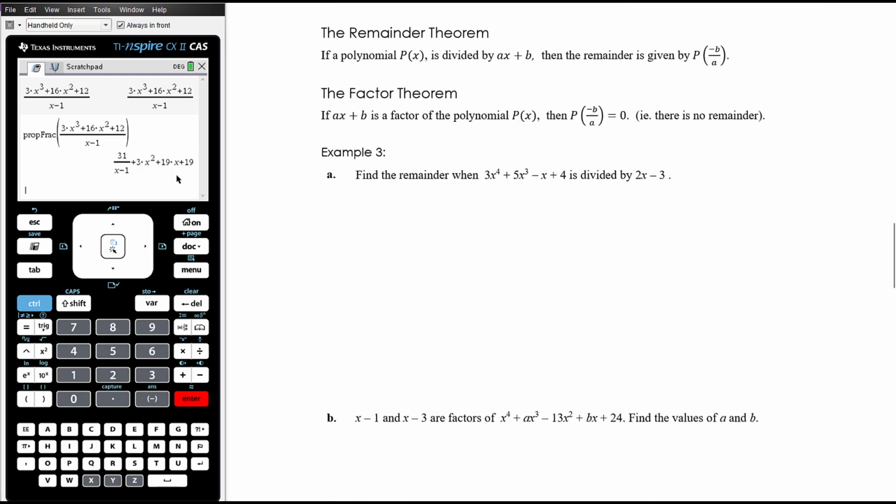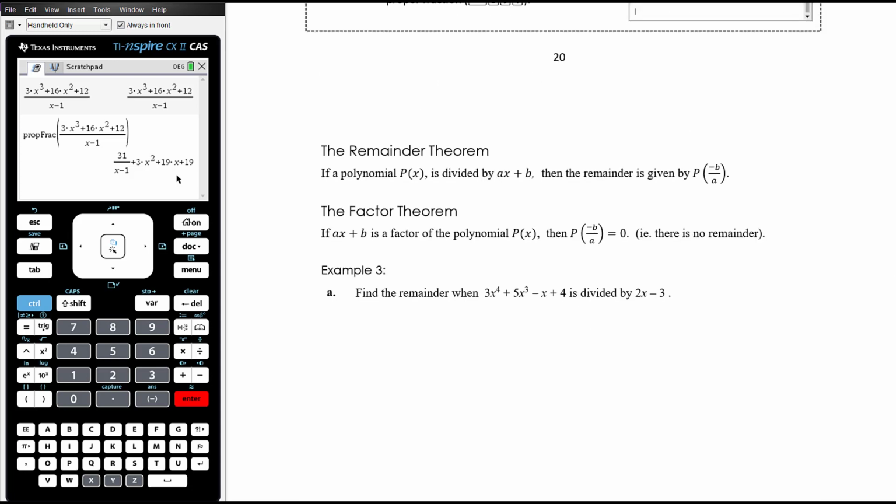Okay, remainder and factor theorems. Again, I'm just going to give these to you here and look at how we use them. If these are completely unfamiliar ideas to you, I really encourage you to go back and look at an older video that actually explains what's going on here. So if a polynomial, p of x, is divided by a linear factor, ax plus b, then the remainder is given by p of negative b on a.